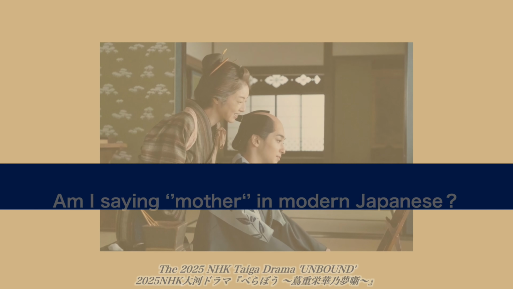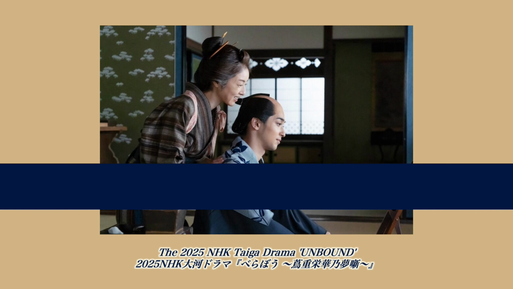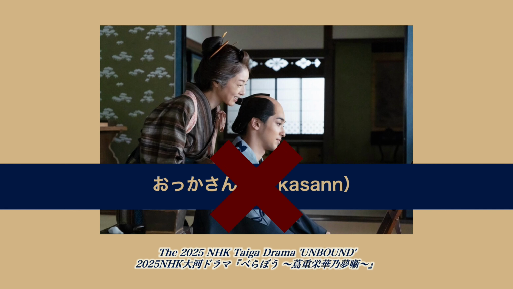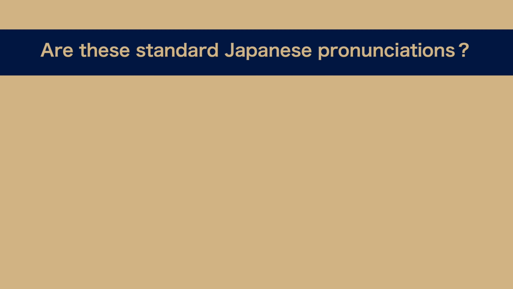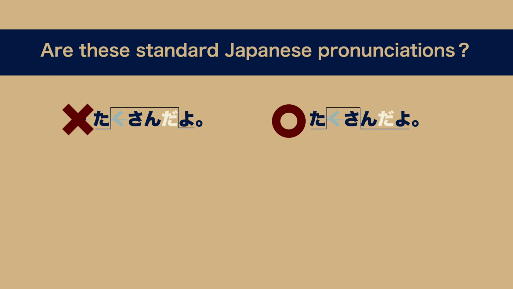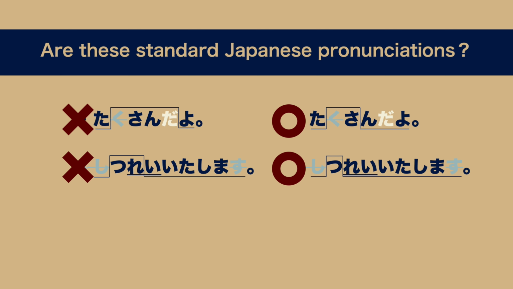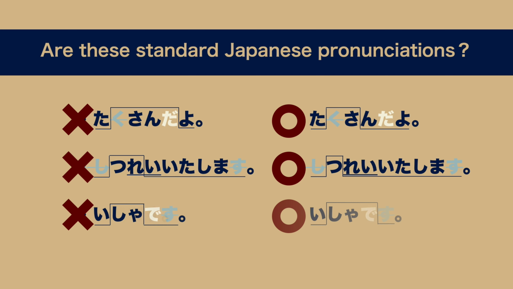If I say Okasan, am I saying mother in modern Japanese? Not quite. I should say Okasan. Now, are these standard Japanese pronunciation? たくさんだよ. Standard Japanese is たくさんだよ. 失礼いたします. Standard Japanese is 失礼いたします. 医者です. Standard Japanese is 医者です.